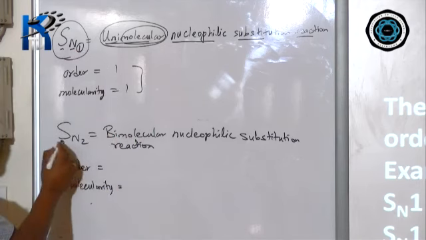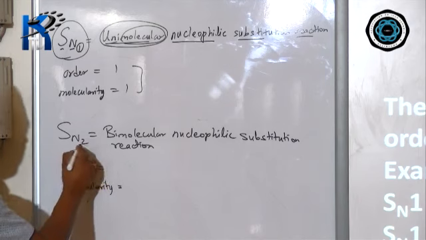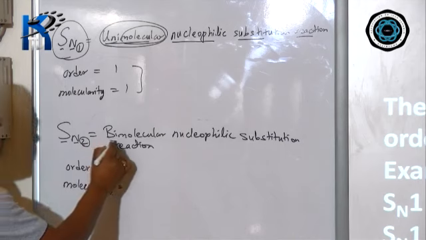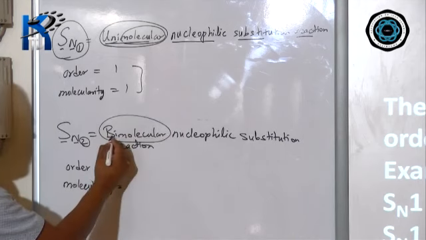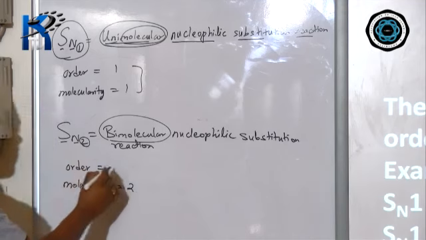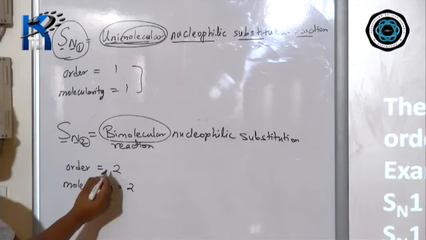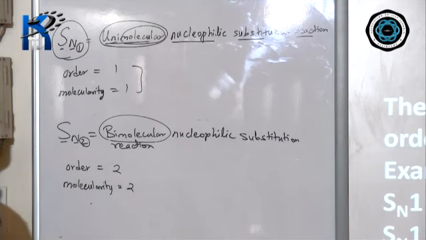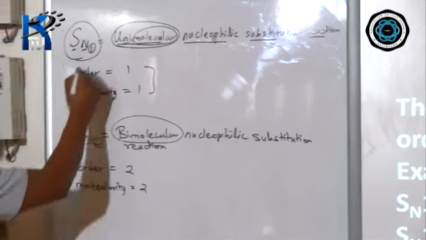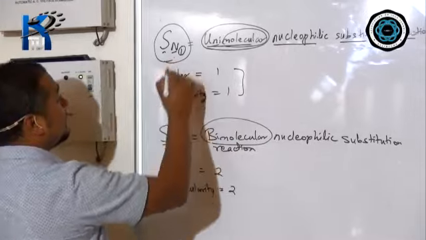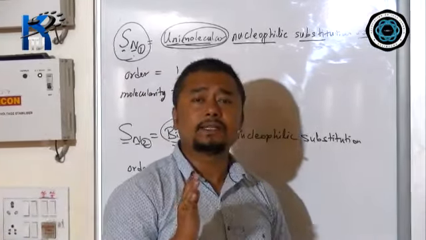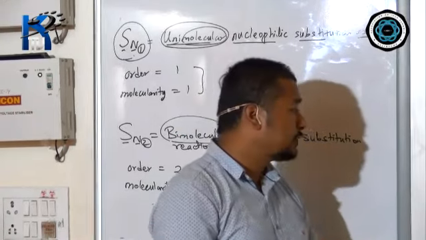Similarly, another example is SN2. Its full form is bimolecular nucleophilic substitution reaction. Since the word here is bimolecular, it means molecularity is 2, and for such a reaction order is also 2. Since again order and molecularity are the same for the SN2 reaction, therefore it is an elementary reaction. So students, do remember the examples of elementary reactions are SN1 and SN2, because in both cases order and molecularity are the same.